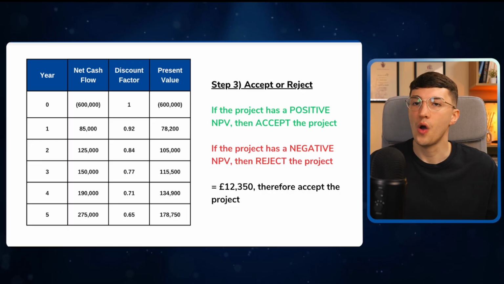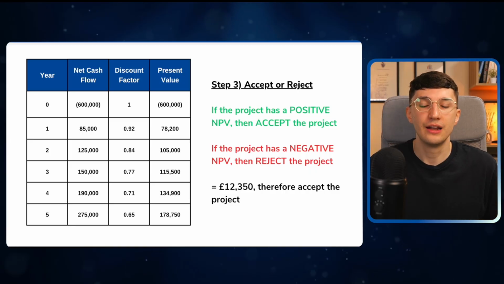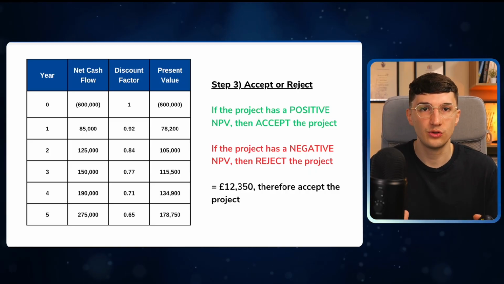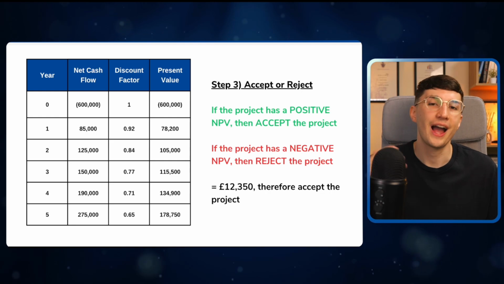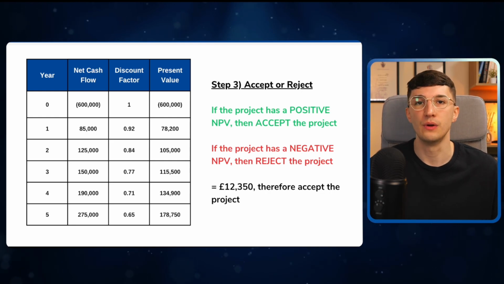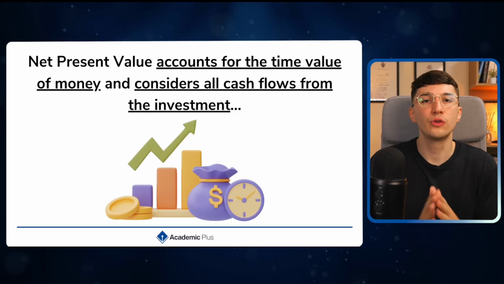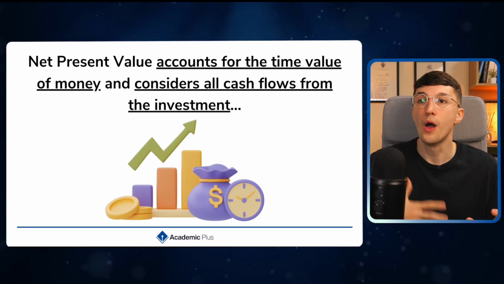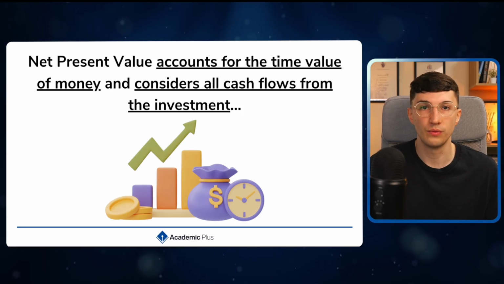Now, the criteria that we have, if this value is positive, we want to go ahead with the project. If it is negative, we ignore the project. And if you have 2 projects against each other, you want to go with the project that has the higher net present value. Now, I think net present value out of all 3 is the most credible because it factors in the time value of money.